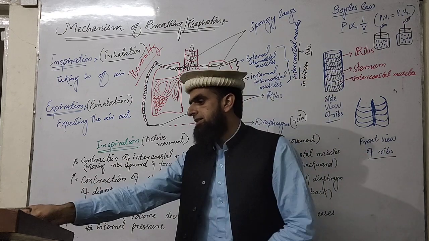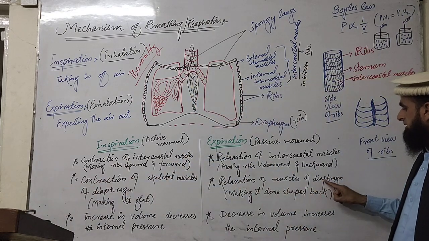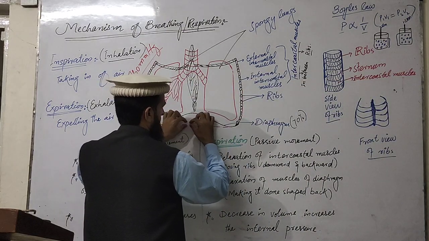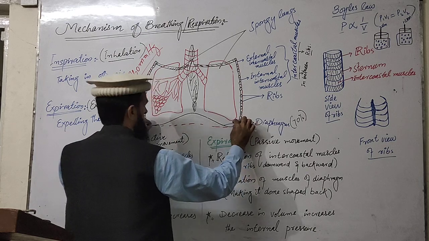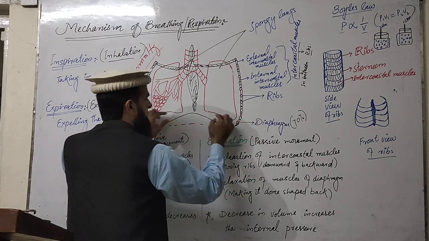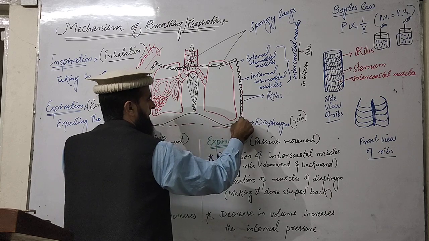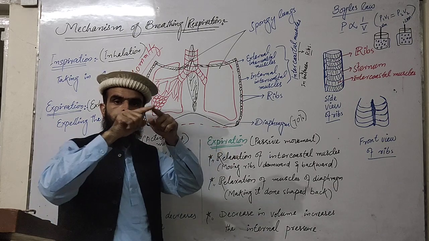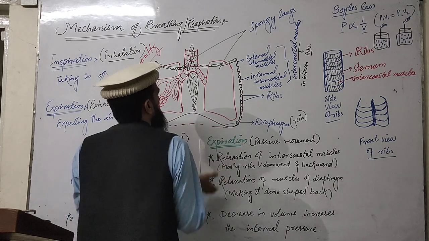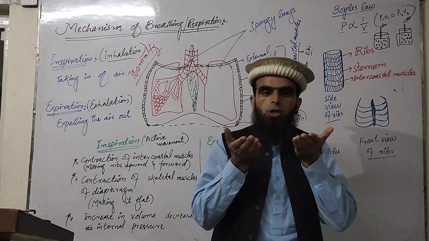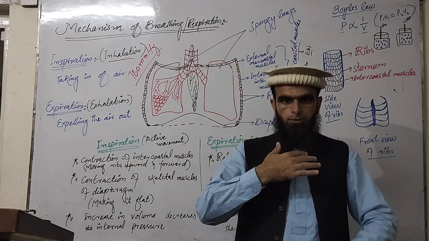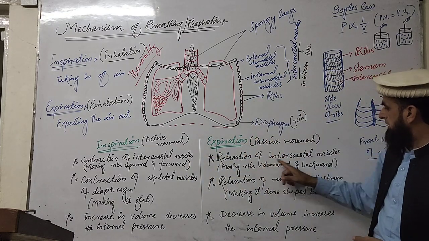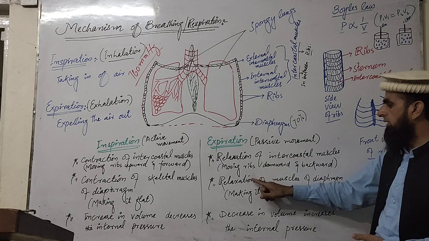Meanwhile, at the same time, what happens? Relaxation of the muscles of the diaphragm. The muscles of the diaphragm are in a contracted position. They will be relaxed. When they become relaxed, the diaphragm resumes its dome shape again. When it becomes dome shaped, it pushes the lungs from the below side. So from the upper side and from below, the lungs are pressurized, when the intercostal muscles are relaxed and the muscles of the diaphragm are relaxed.